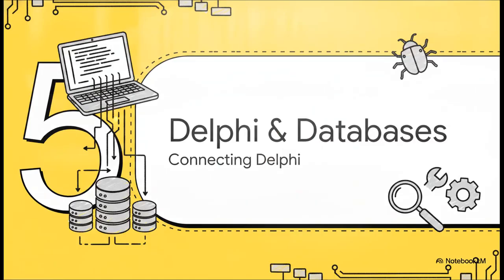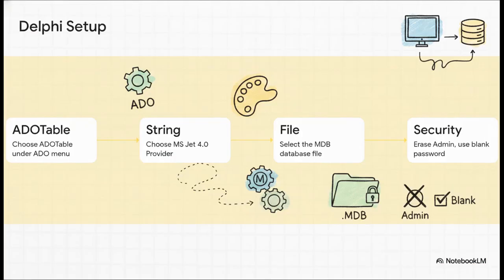Finally, let's bring it all together in Section 5, Connecting Delphi to Databases. If you're taking the practical exam tomorrow, consider this your ultimate survival checklist. When you need to set up a database connection in Delphi, you follow these exact steps. Step 1, drop an ADO table component right from the palette. Step 2, in the Object Inspector, click the little ellipse to build the connection string, and make sure to choose the Microsoft Jet 4.0 OLEDB provider. Step 3, select your specific MDB database file.